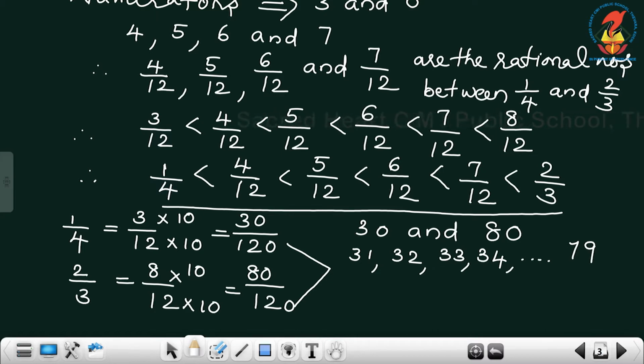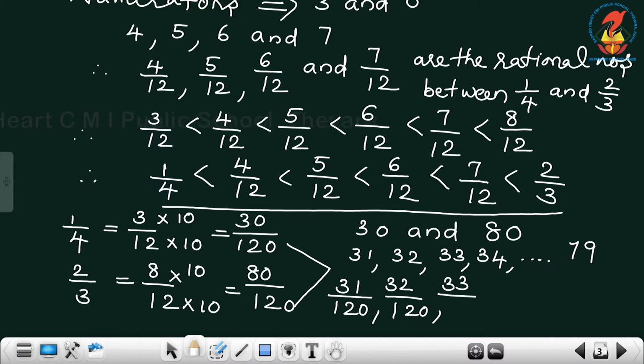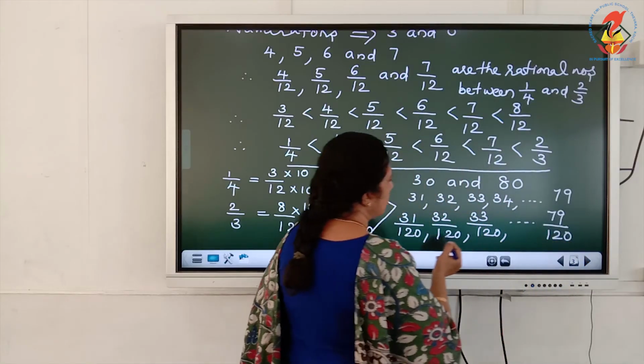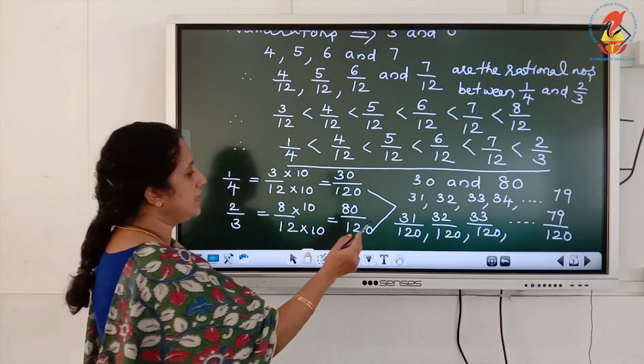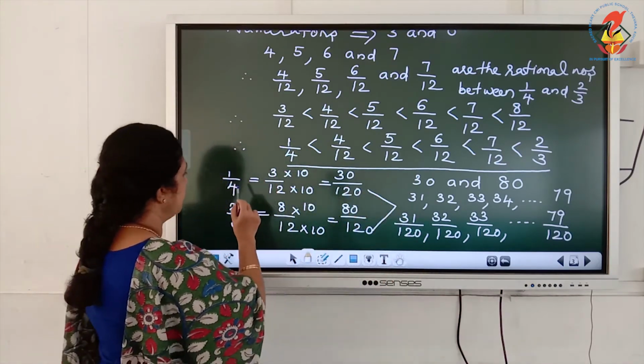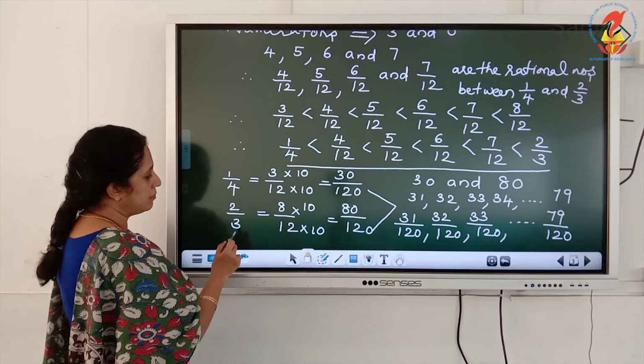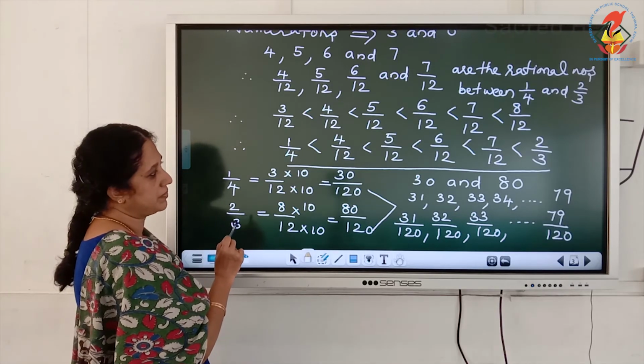So the corresponding rational numbers are 31 by 120, 32 by 120, 33 by 120, it will go like this, and 79 by 120. So we got so many rational numbers. All these rational numbers lie between 1 by 4 and 2 by 3.